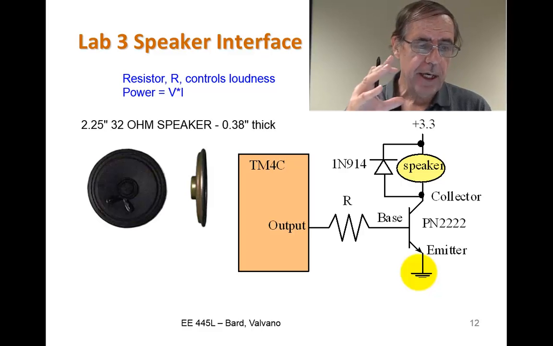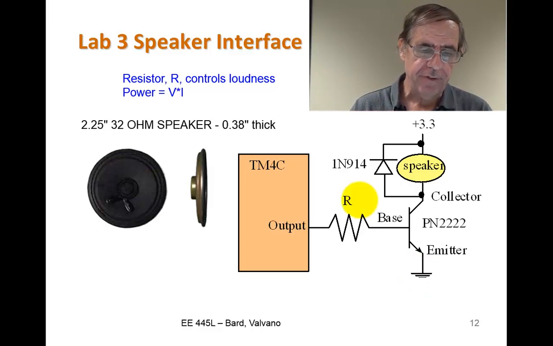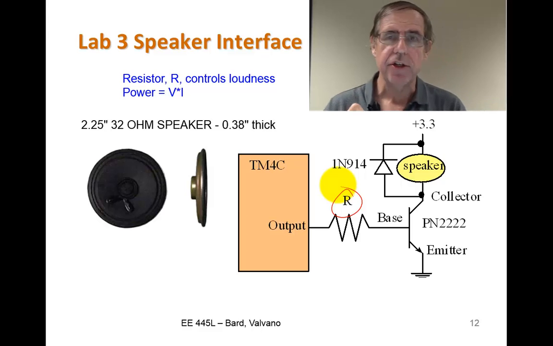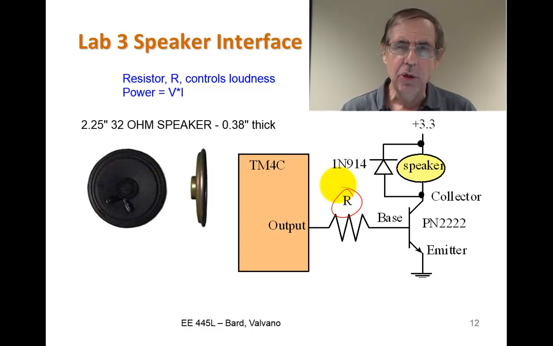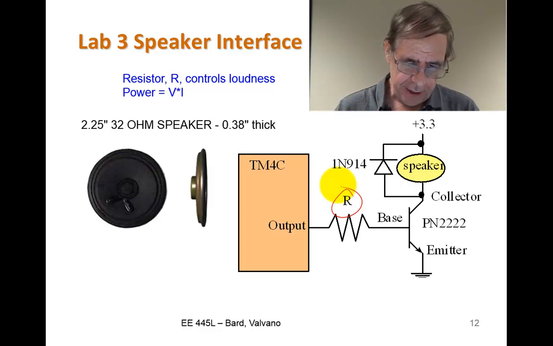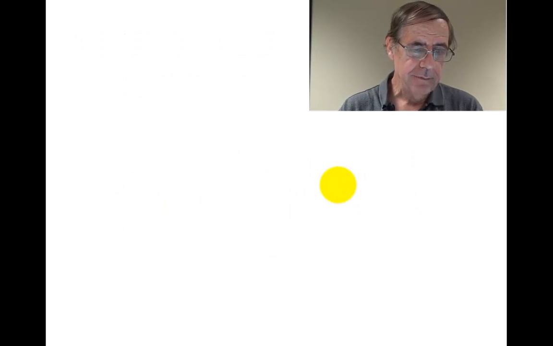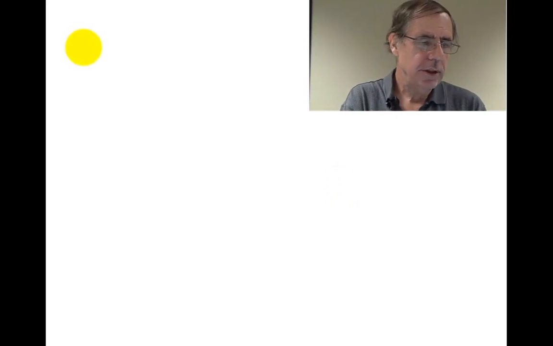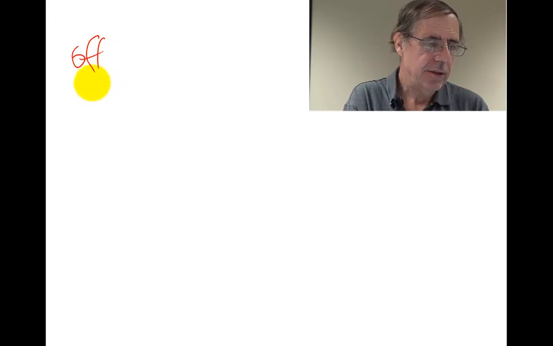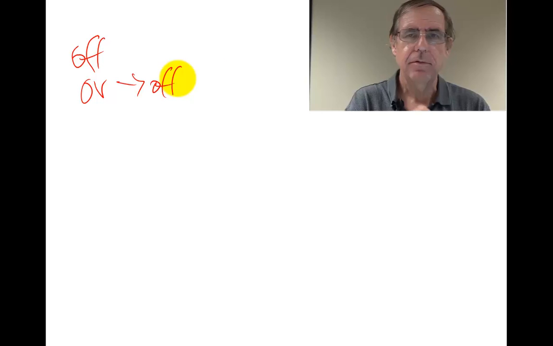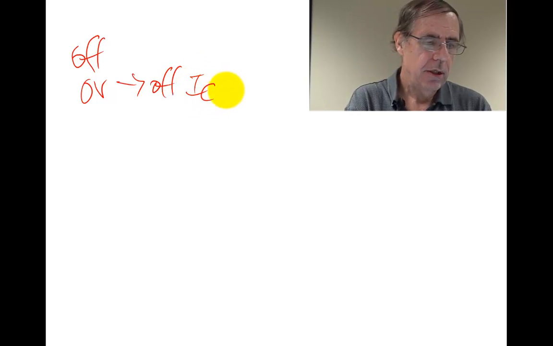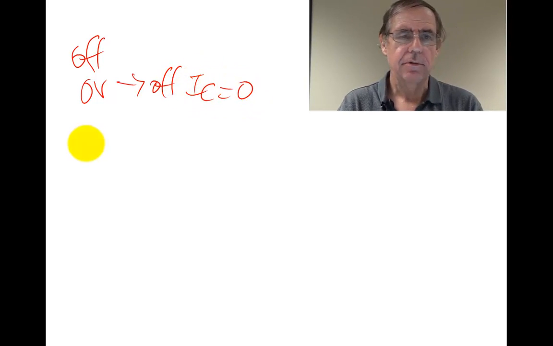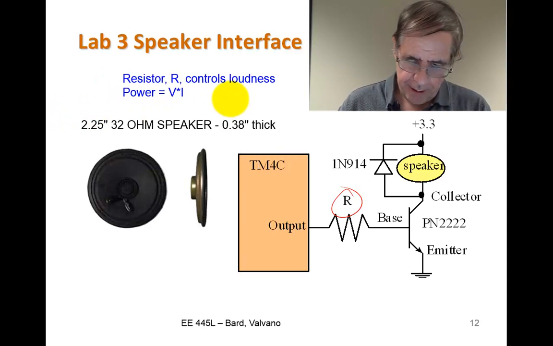All right, so let's talk about the interfacing of the speaker itself, and let's focus in on how to get that resistor value. Okay, so I'm going to play a little loose with the numbers, and I promise you in advance that I'm loose, but bear with me. Let's first do the off mode, which is easy. 0 goes to 0, so we don't have to do any thinking. 0 volts out of the microcontroller is going to turn it completely off, such that there's no collector current. So let's talk about on mode.